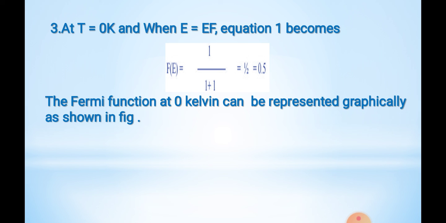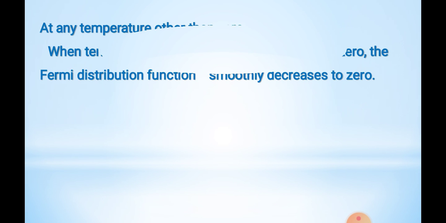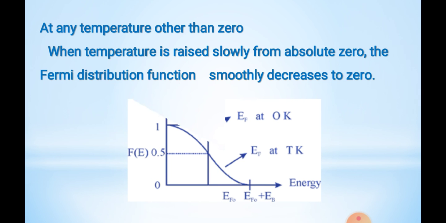Now we can represent this variation of the Fermi function with temperature in this diagram. Here we have T is equal to 0 Kelvin alone. Up to Ef we have the maximum probability, that is 1, and above Ef in this graph we have the value 0, so the probability is equal to 0. Next, at any temperature, what will happen? Here you can see the diagram. In this diagram we have the Fermi function against energy at different temperatures. First, T is equal to 0 Kelvin, which is shown in this diagram. Then T is equal to T Kelvin.